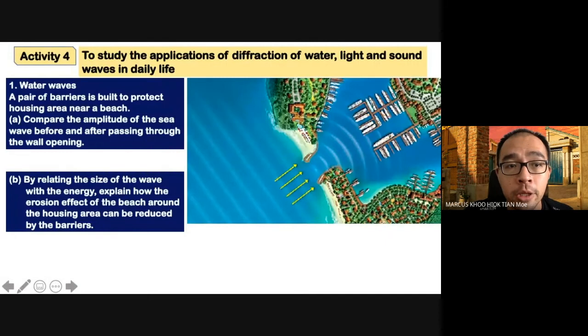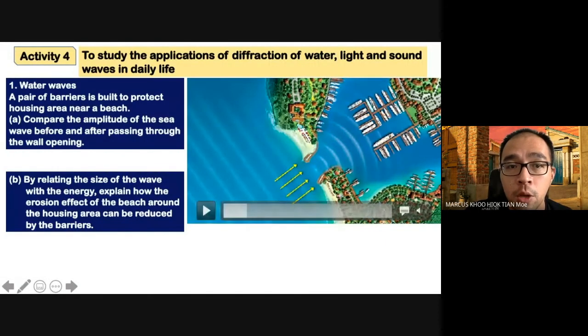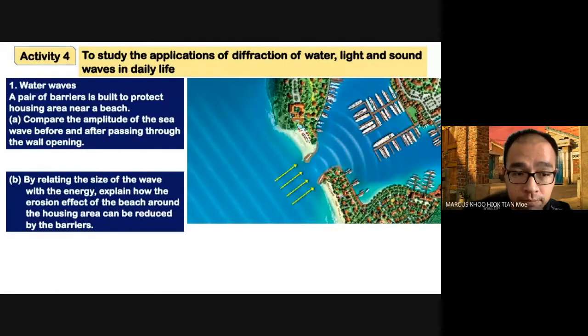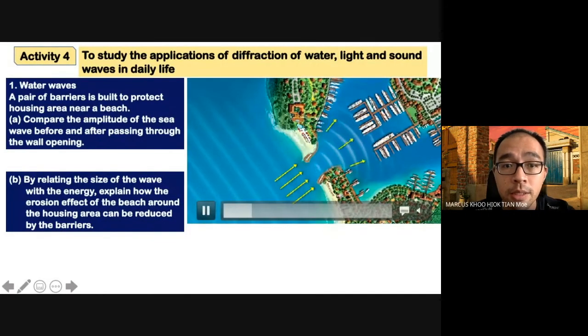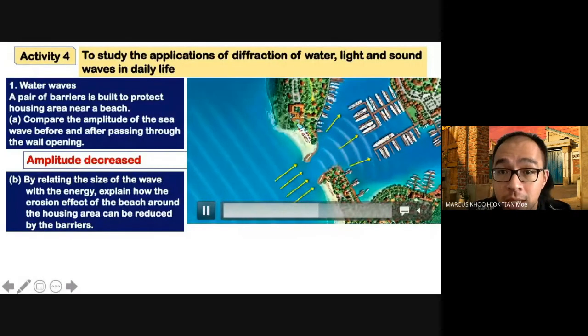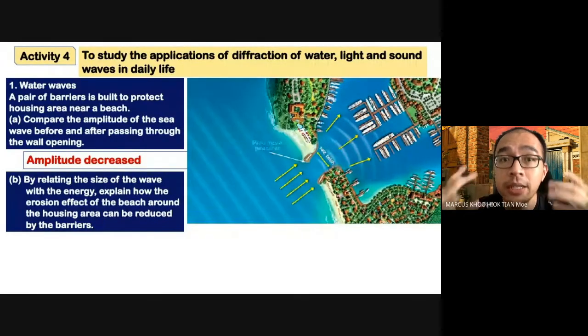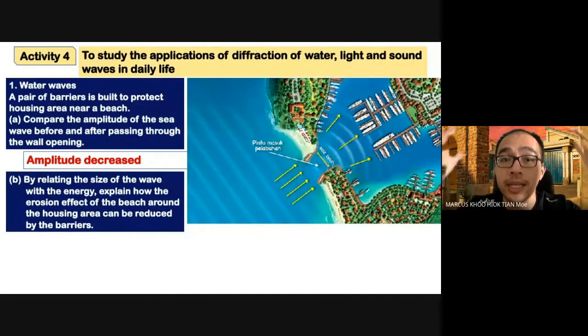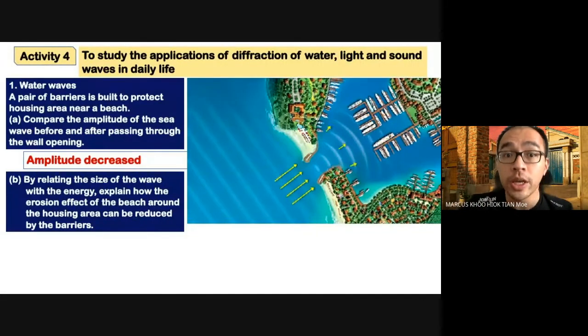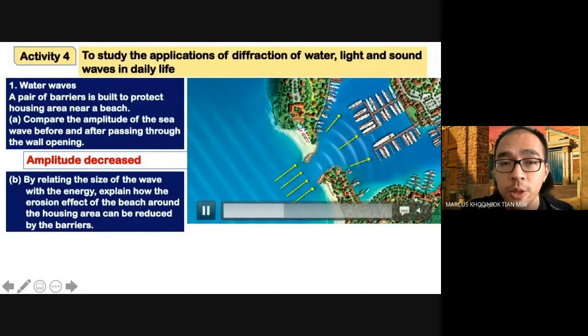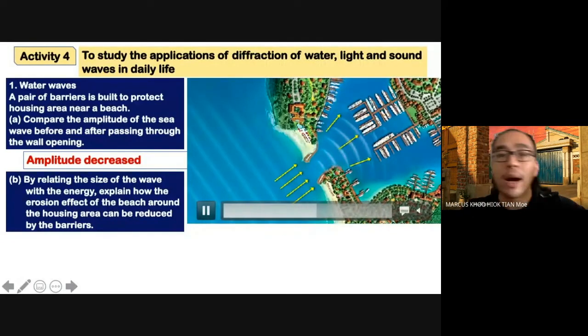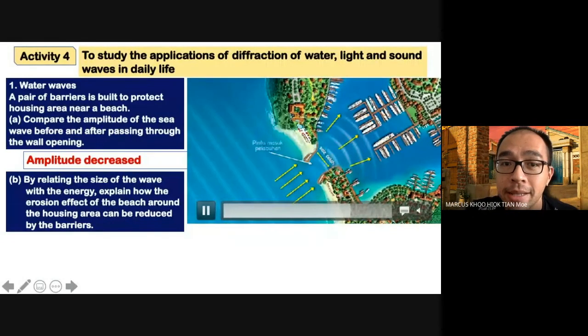So compare the amplitude of the sea wave before and after passing through the wall opening. What do you think happens to the amplitude after it passes through this wall? What do you think? Decreases. Okay, the amplitude will decrease. Why? Because remember, the energy has lessened. After diffraction happens, energy is less, which is good for all these ships over here, because we don't want all the ships to always be knocked about when they are parked there.